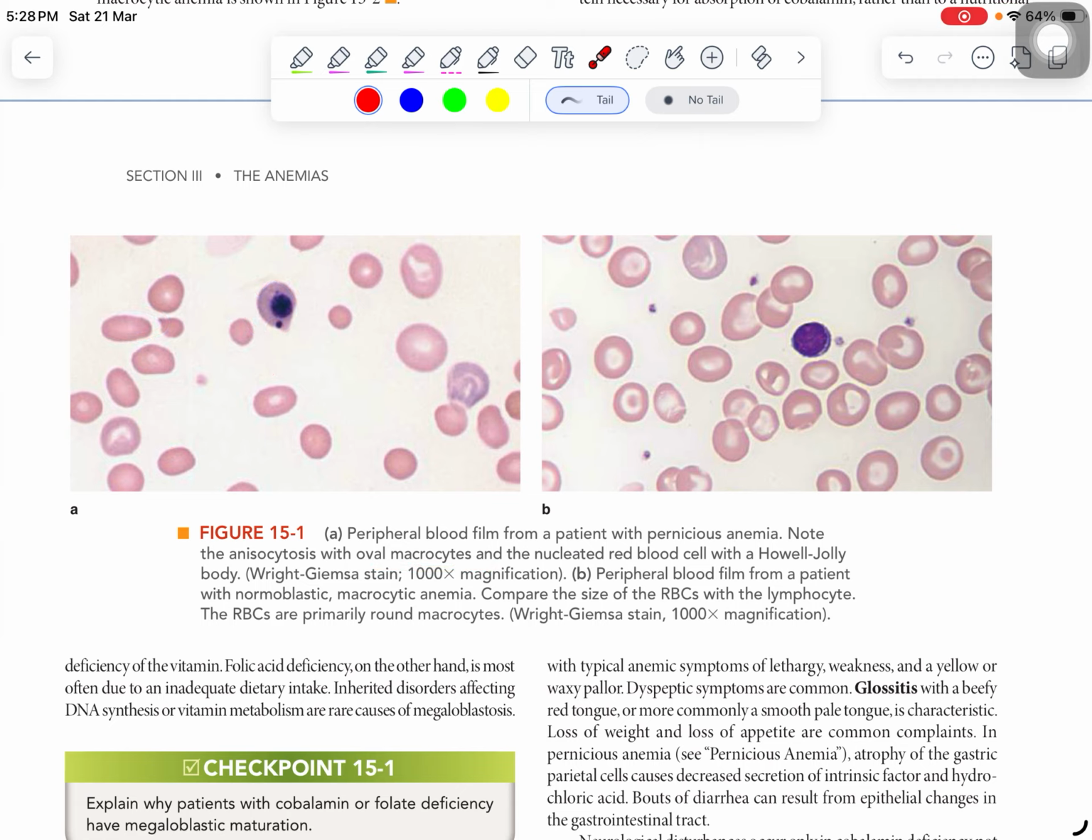This is the peripheral blood film from a patient with normoblastic macrocytic anemia. Normoblastic macrocytes are there. Compare the size of the RBCs with the lymphocytes. This is the lymphocyte and this is the RBC. Big RBC, more than the size of the nucleus of the lymphocyte.